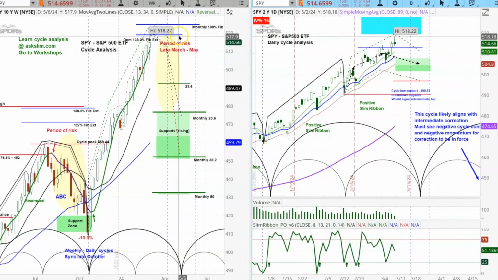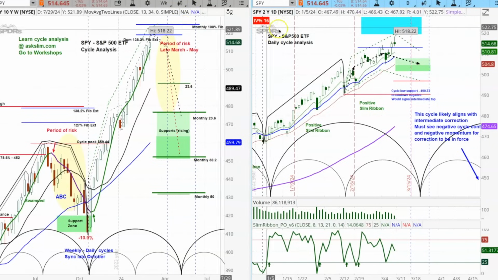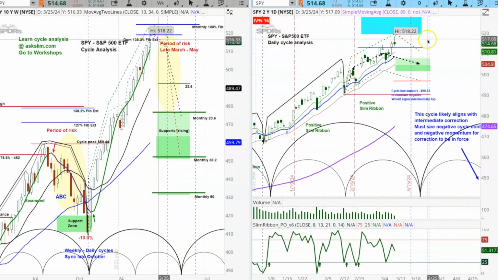So that's slightly a higher number here than we see on that monthly fib extension, and this certainly could get up in there before we get into the failure that we expect and the significant selling that we see out over here, potentially in the April and May period.